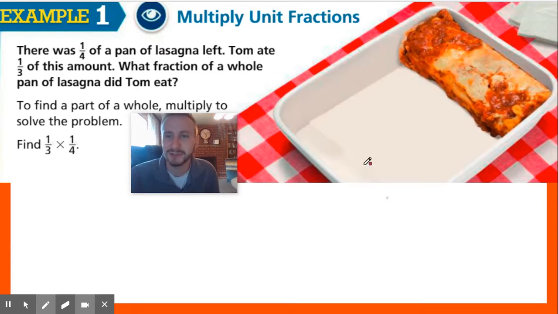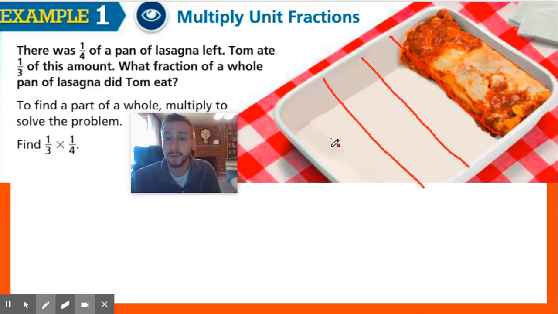So let's look over here at this picture. Think about it, right? If I baked a whole pan of lasagna and there's only 1/4 left, right? If I were to split this up, here's a fourth, here's 2/4, 3/4, 4/4, because 4/4 is one whole pan, right? So this is showing that there's only 1/4 left, right? The question is, what if Tom ate 1/3 of this amount? What would the answer be? So in order to do that, we need to figure out what is 1/3 times 1/4. We want to find what is 1/4 of a third.